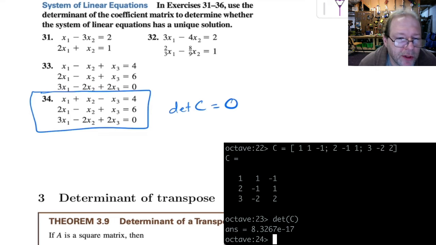It says 8.32 times 10 to the -17. Well, what's going on there is the matrix here has a determinant of 0. The computer is doing this with computer arithmetic, and it's getting some round-off error. So it's a singular matrix, and so the system does not have a unique solution.